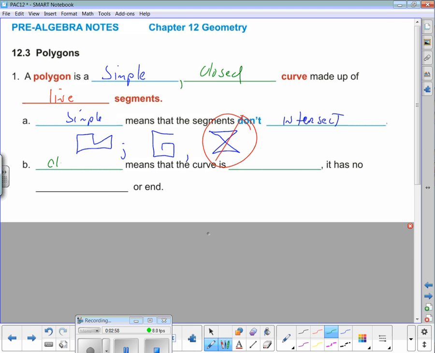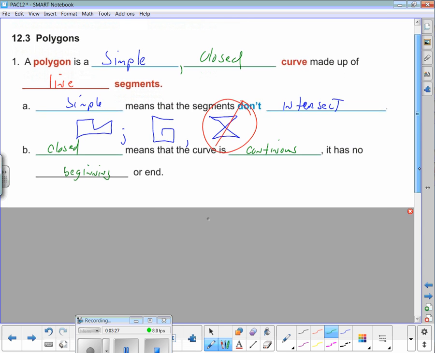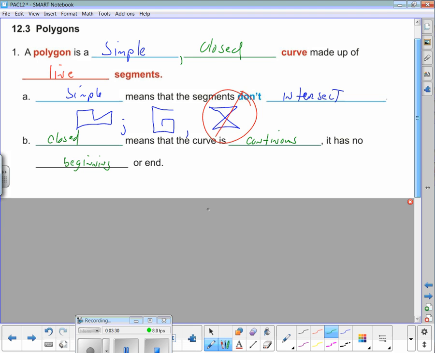The second word is closed. So in green, closed. What is closed? It means the curve is continuous. C-O-N-T-I-N-O-U-S. It's continuous. If you think of it, it has no beginning and no end. Like God, right? God is infinite. He's the I am. There is no beginning. There is no end. And a simple or a closed curve has no beginning or no end.